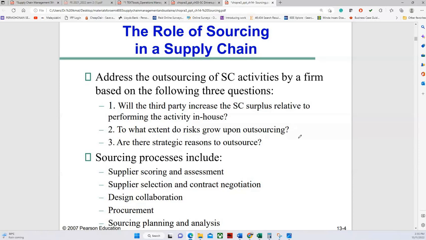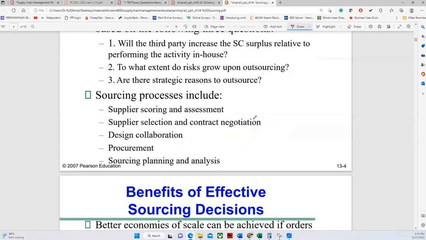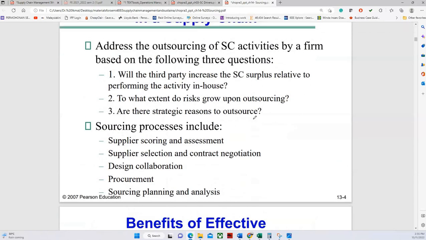And then the next one: the sourcing process includes supplier scoring, supplier selection and contract negotiation, design collaboration, procurement, and sourcing planning and analysis. This is the process of sourcing.